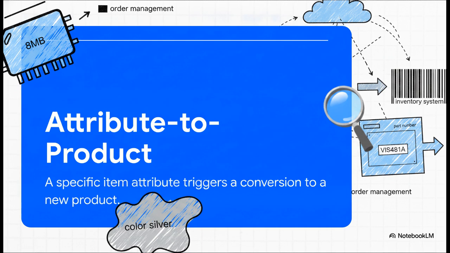Next up is attribute to product. This transformation grabs specific transactional item attributes selected by the customer, like let's say the size is 8 megabytes and the color is silver, and it automatically swaps that generic product name out for the exact inventory part number, like VIS41A. It beautifully bridges the gap between what the customer clicked and what your inventory system actually recognizes.